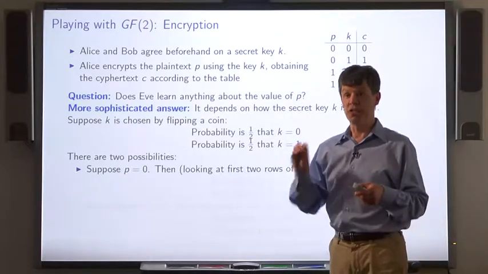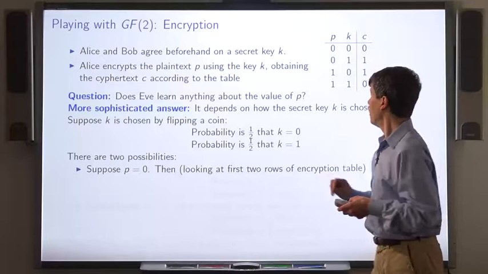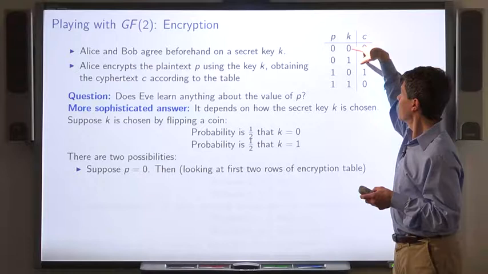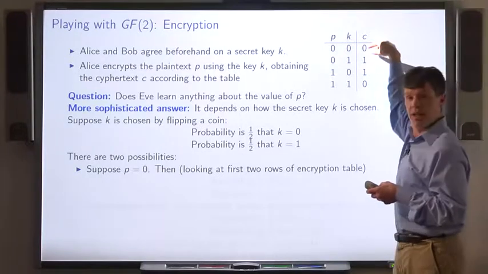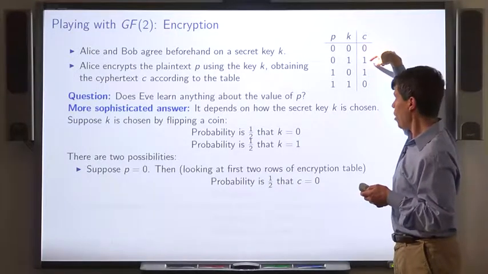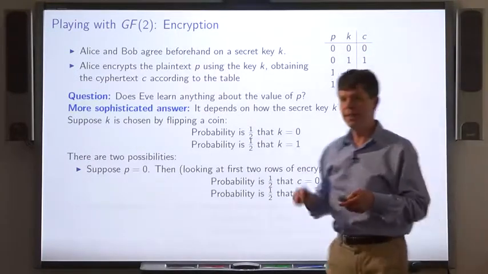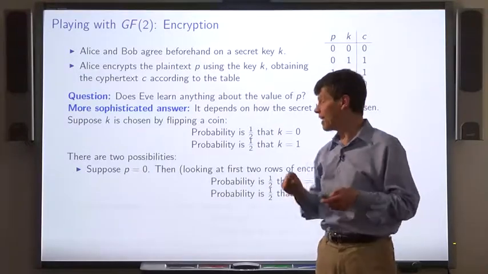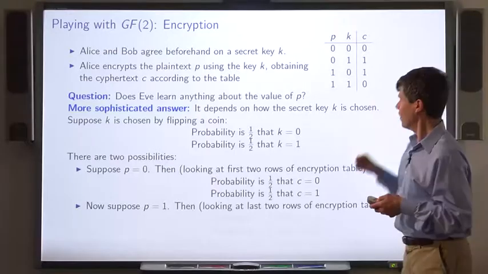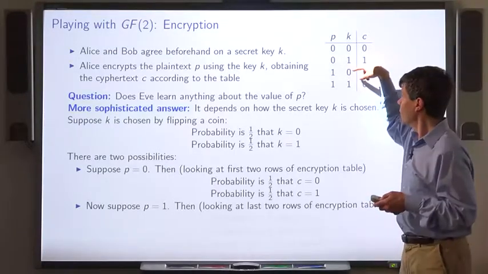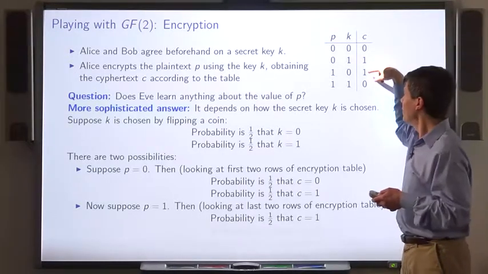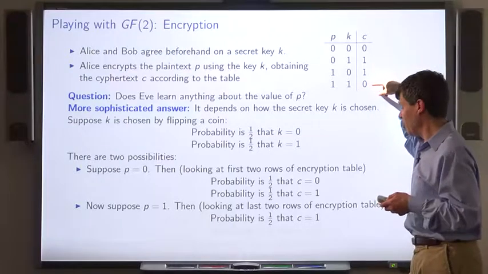Suppose the plain text turns out to be 0. Well, the key is chosen randomly. So looking at the first 2 rows of the table, the probability that the corresponding ciphertext is 0 is 1/2, and the probability that the ciphertext is 1 is 1/2. Now suppose that the plain text was actually 1. Looking at the last 2 rows of the table, the key is chosen randomly. So the probability that the ciphertext is 1 is 1/2, and the probability that the ciphertext is 0 is 1/2.